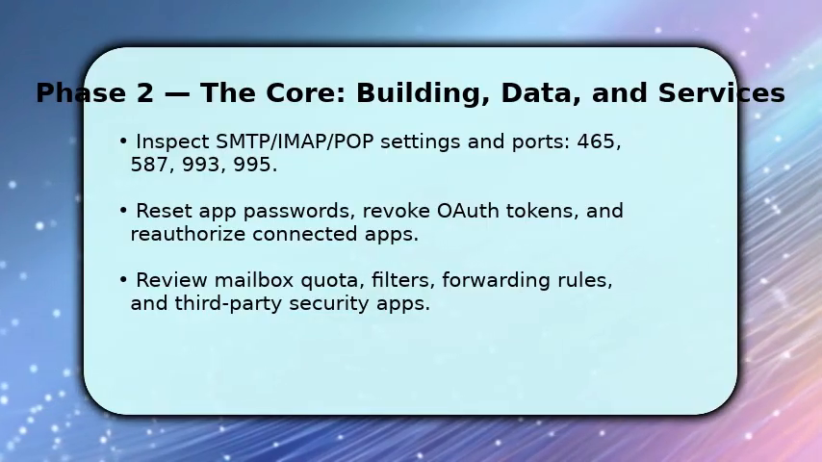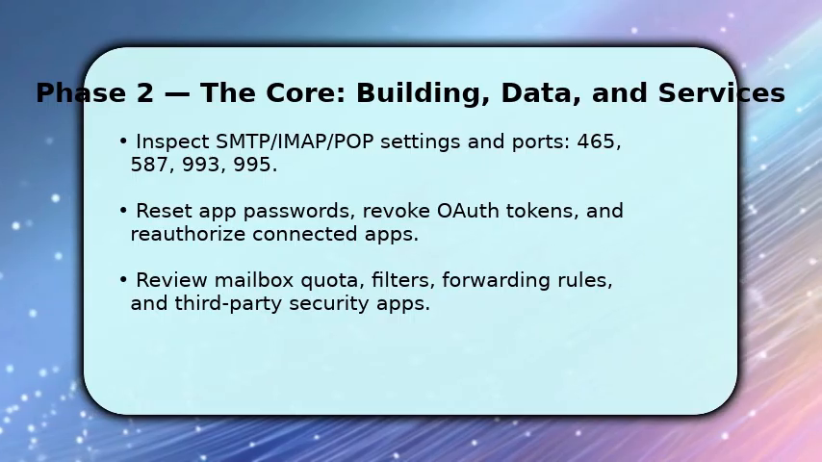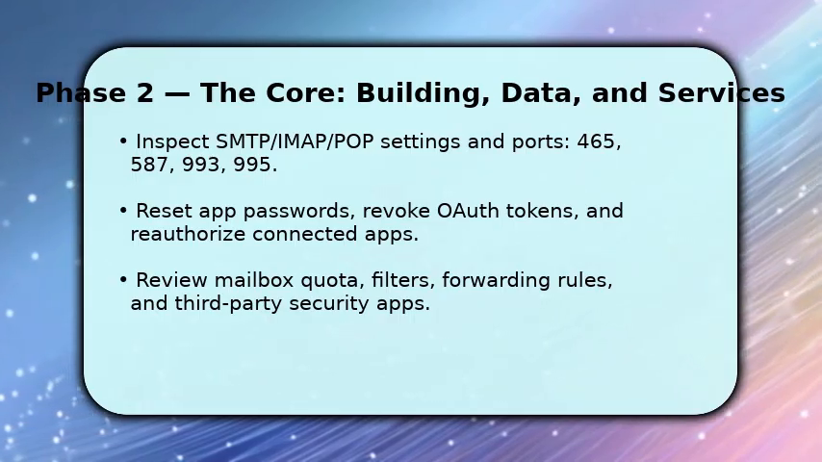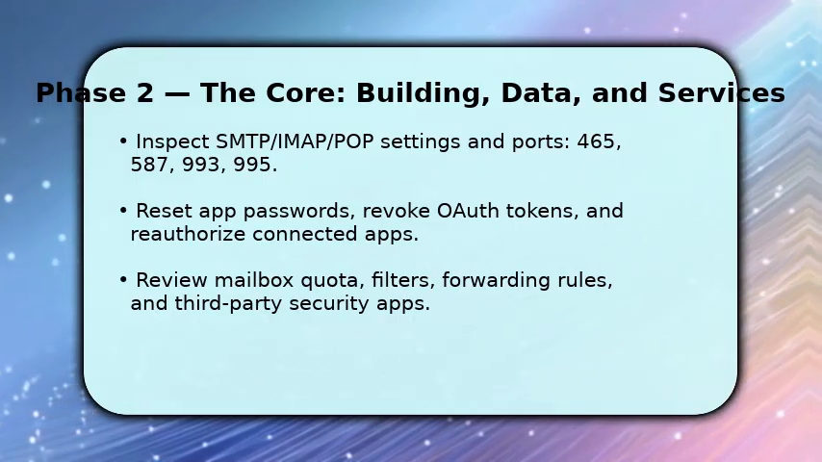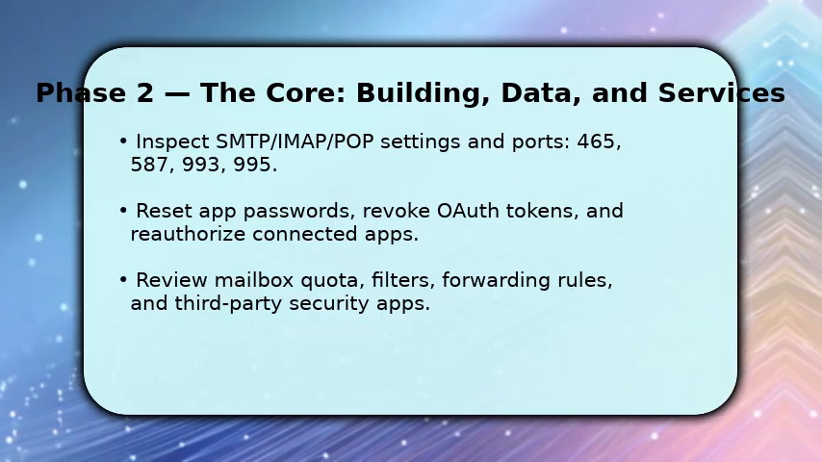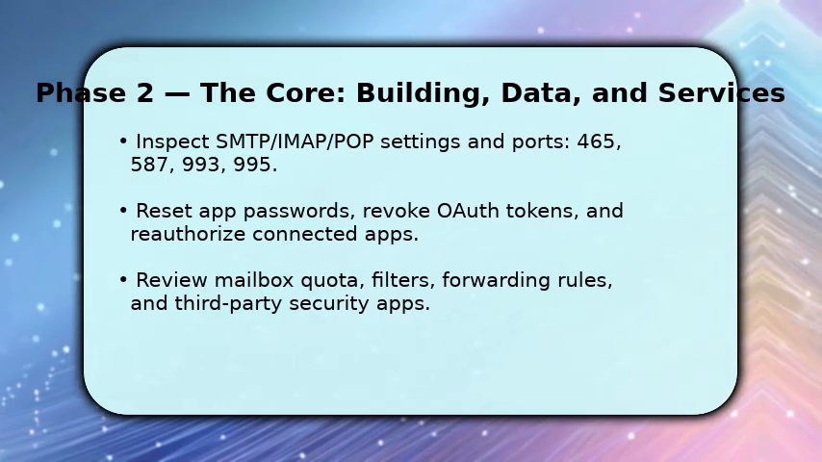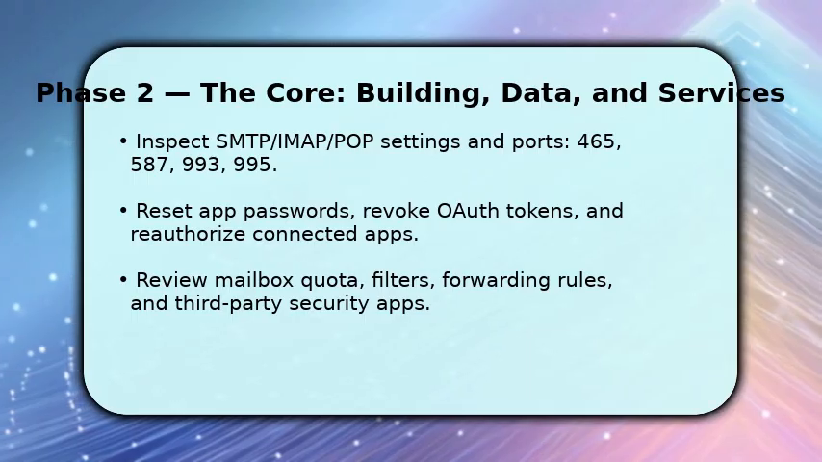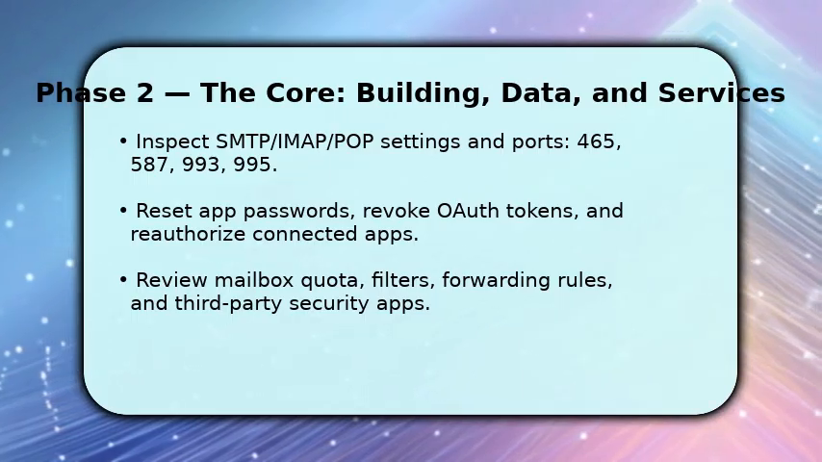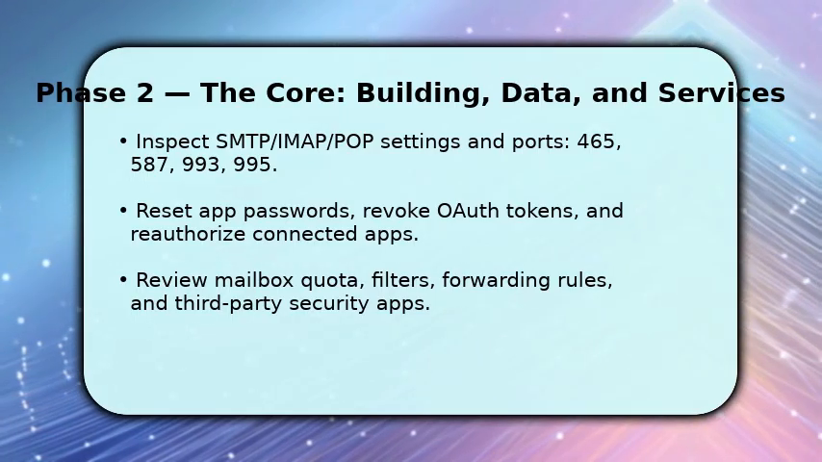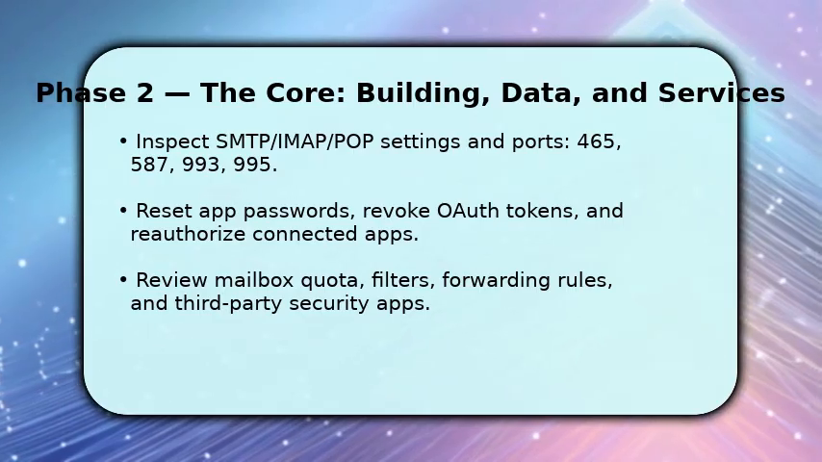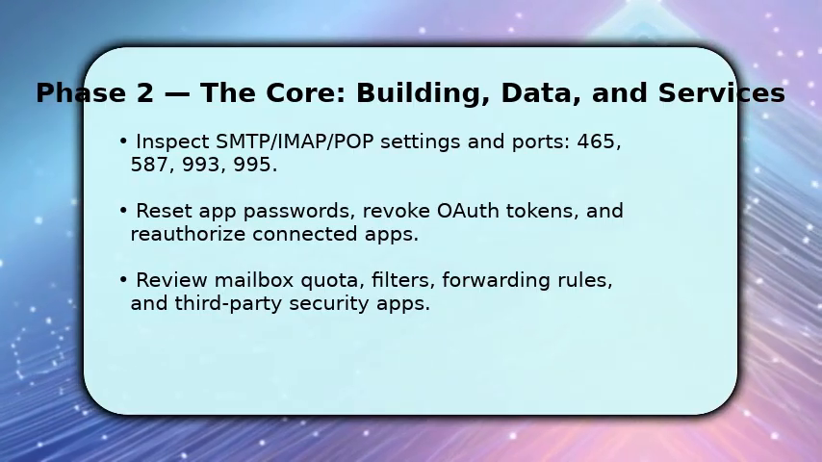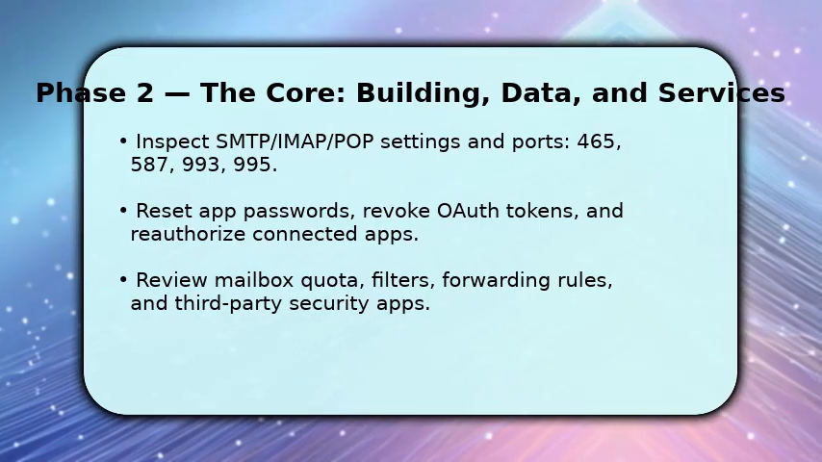Confirm outgoing and incoming server names and ports. Use smtp.gmail.com with 465 or 587, and imap.gmail.com with 993. Check encryption: SSL/TLS or STARTTLS as required. Once done, revoke and recreate app passwords or OAuth grants to eliminate token errors and reauthorize any mail clients.